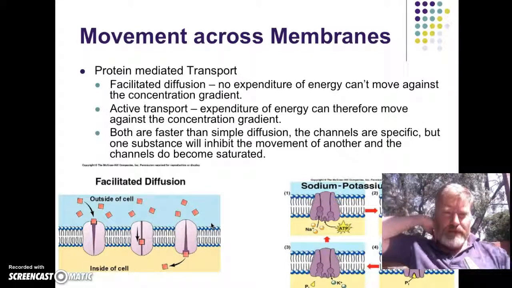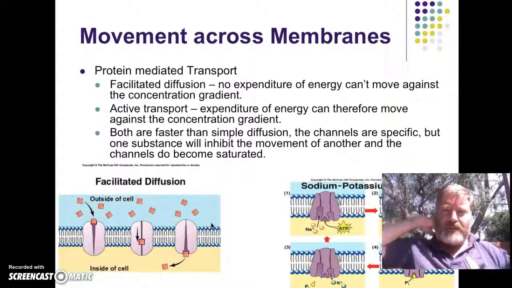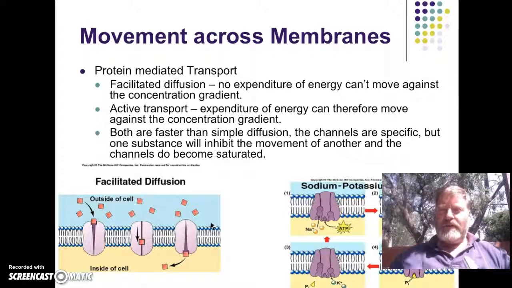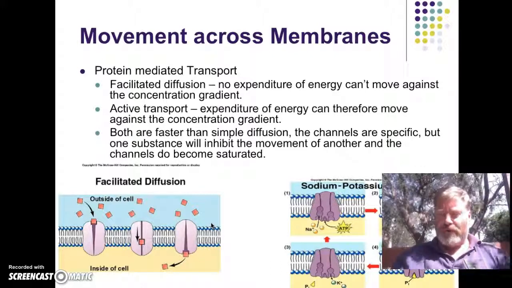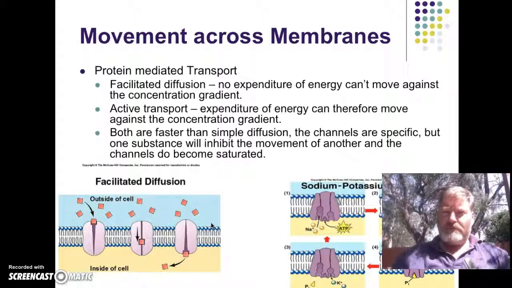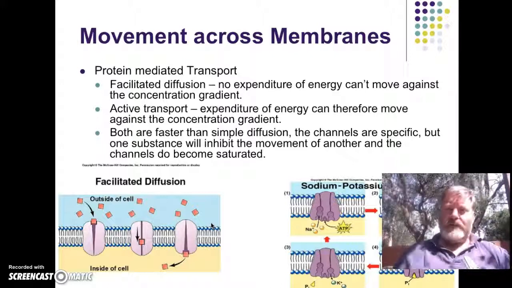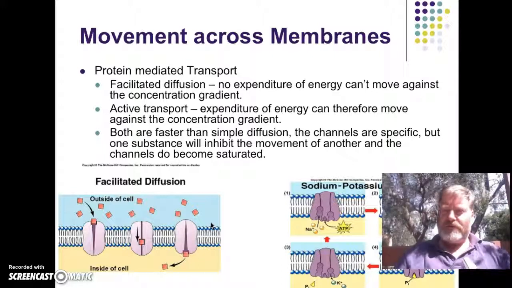Active transport. Now, active transport again uses these protein channels, but it requires energy to set up a concentration gradient. And the sodium-potassium pump is a classic example of an active transport situation. So we're moving potassium and sodium in relation to each other to move materials into or out of the cell, so across that membrane. This does require energy though. And both of these are faster than just simple diffusion because the channels allow you to make things more effective.